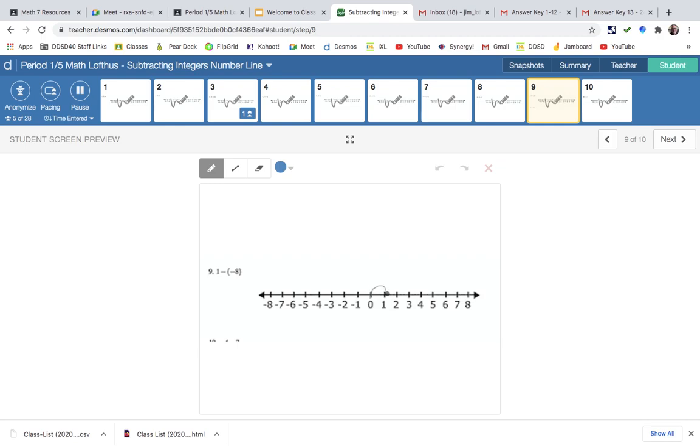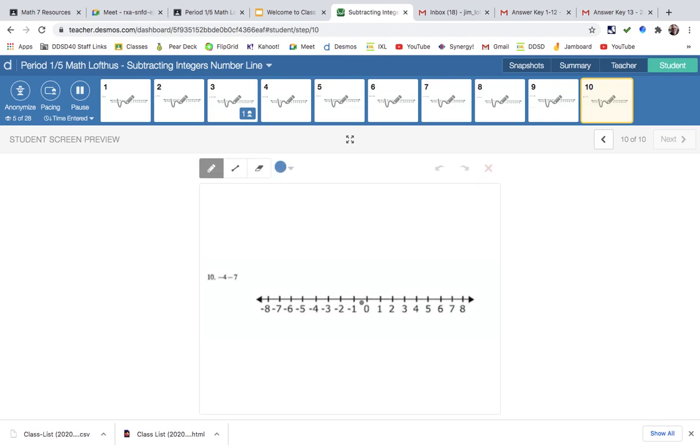Start at 0, go to 1. This subtraction makes me think left. The negative reverses direction. So I'm going to go 8 steps this way to the 9. So that is equal to 9. And last one. Start at 0, go to the negative 4, go 7 more steps to the negative 11. And so that is the answer key, basically, for the Desmos.